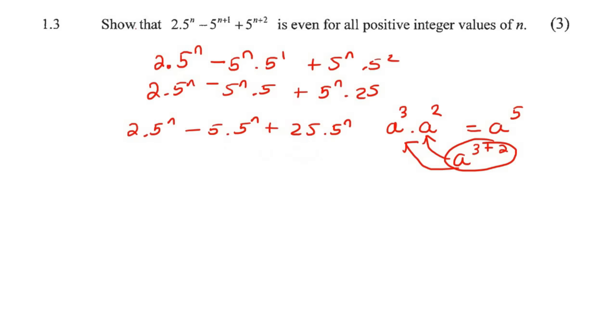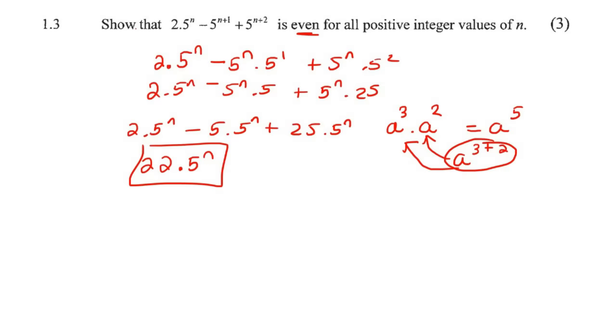So 2 minus 5 is negative 3. Let's write that better. 2 minus 5 is negative 3. Negative 3 plus 25 is 22. So it's 22 times 5 to the n. Now they're saying, show that that thing, which is now this thing over here, is even for all positive integer values of n.